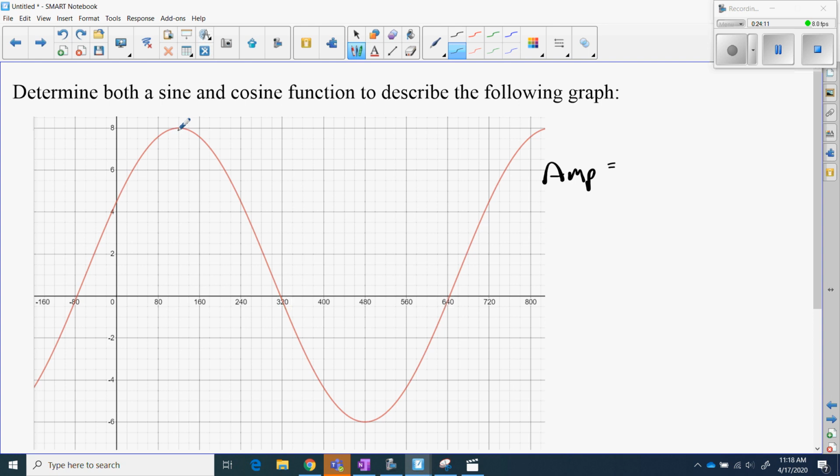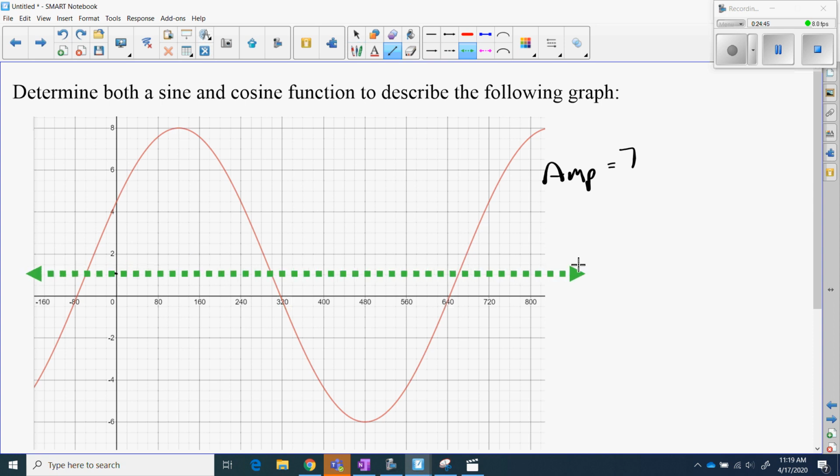This wave goes up to 8 and down to minus 6. So that's a total of 14, which means the middle of the wave should be 7 from either the top or the bottom. So if I'm at the bottom and I go up 7, I'd be at 1. Now let's just check. So if I'm at 1, up to 8, that's 7. And if I'm at 1, down to negative 6, that's 7. There's the middle of the wave. So I know the amplitude is 7. Put my sinusoidal axis in. I'll use my grid here. Here's my sinusoidal axis.